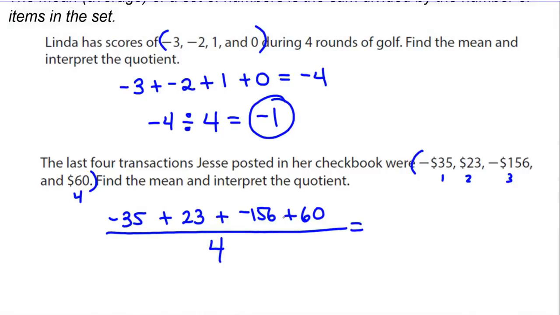When you add all of these together, you get -108. Save you some time on that. And divide that by 4. This is a negative divided by a positive, so that's going to be -27. And that's the average. Well, what does that mean? That means that Jessie loses on average $27 per transaction. And that's a loss because it's a negative number. So she's losing $27 per transaction. And that's pretty much division.